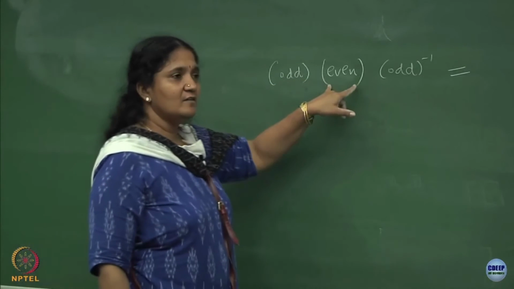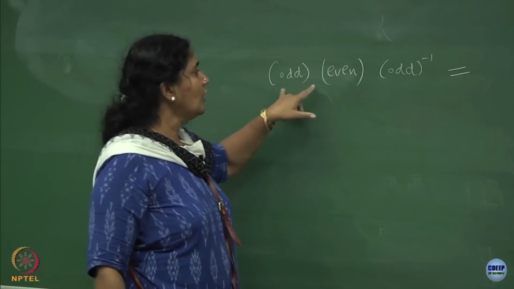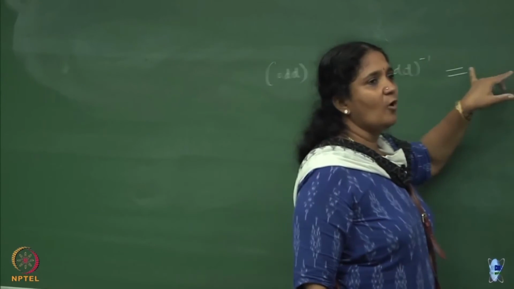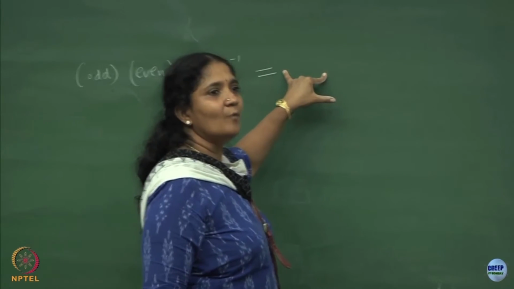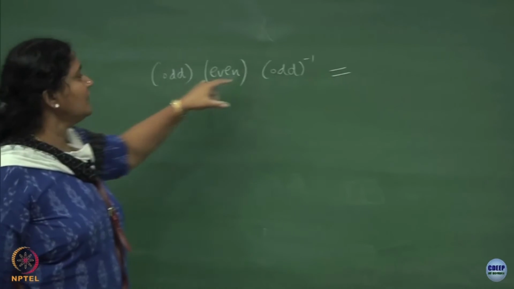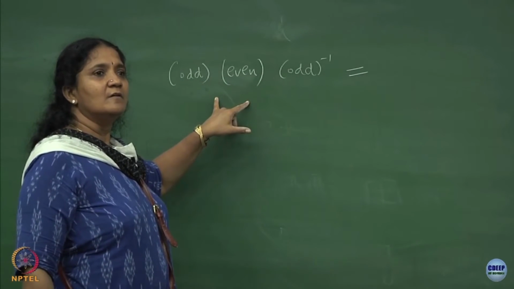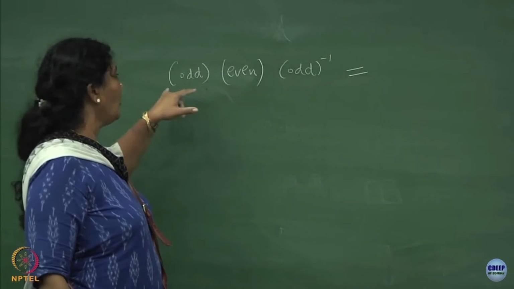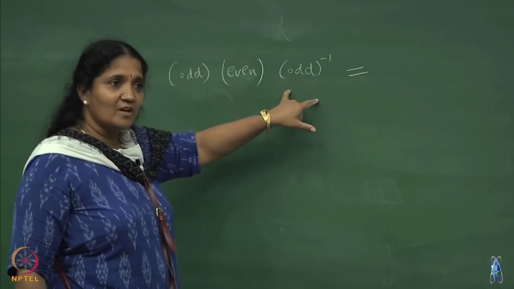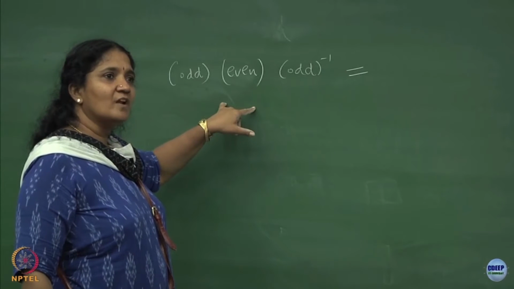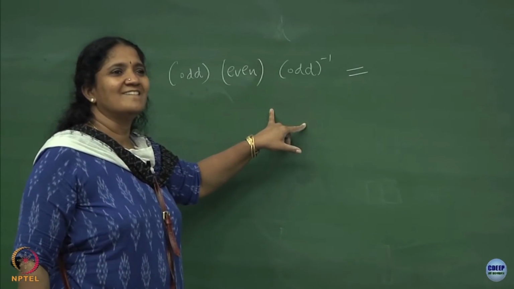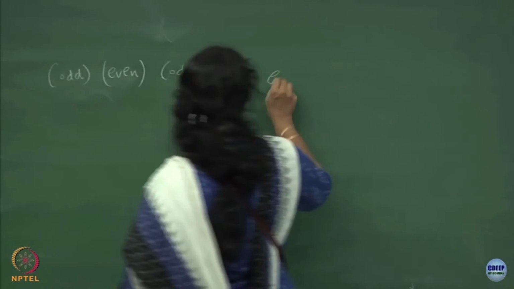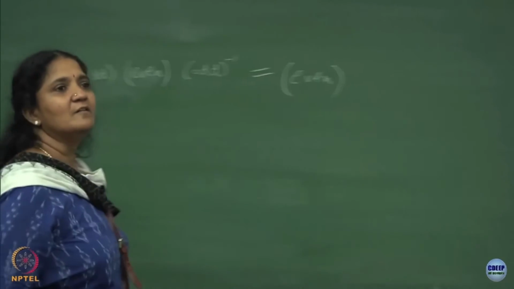Now for an even permutation element, if I do a conjugation, will this be even or will this be odd? We have already done this, right? Any odd with even is odd, right? So what will happen here? This will have an odd number of transpositions, this will have an odd number of transpositions, this will have an even number of transpositions. Totally how many are there? It is even, the element will be even.